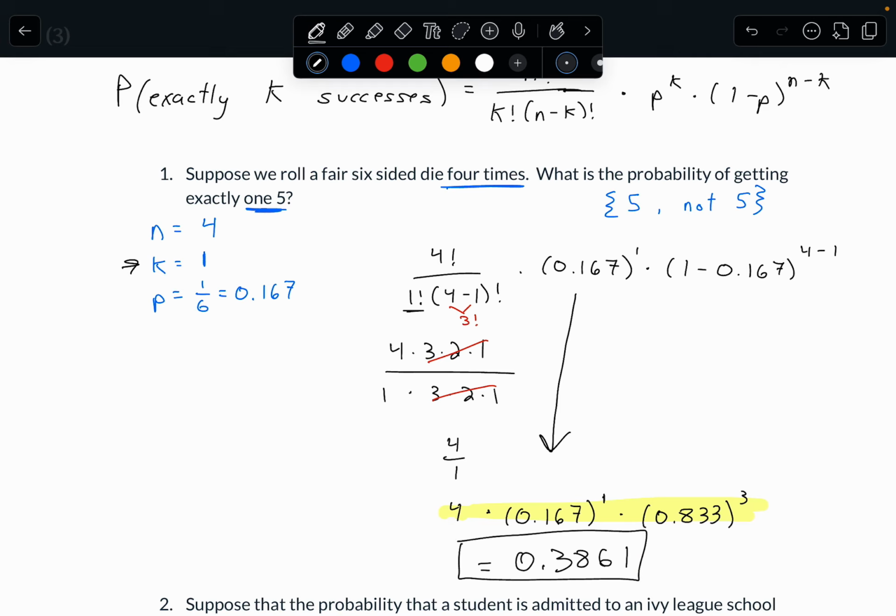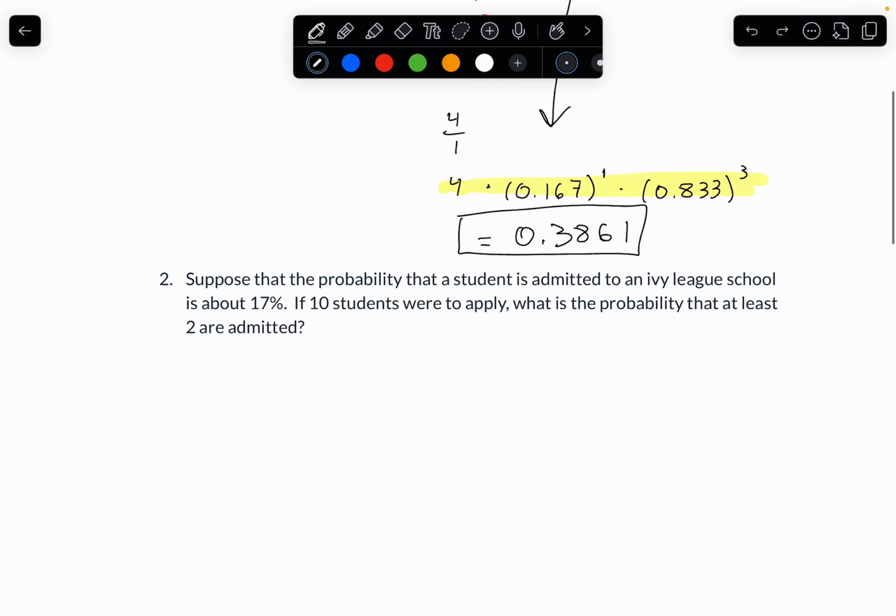To be honest, I really think the hardest part about this is still going to be that choose function that we talked about a couple of videos ago. The rest of it, the probability of that single scenario, is not too terribly difficult as long as you take a second at the beginning of your problem to establish what your different variables are. What is n, what is k, and what is p. Let's take a look at one more problem here.